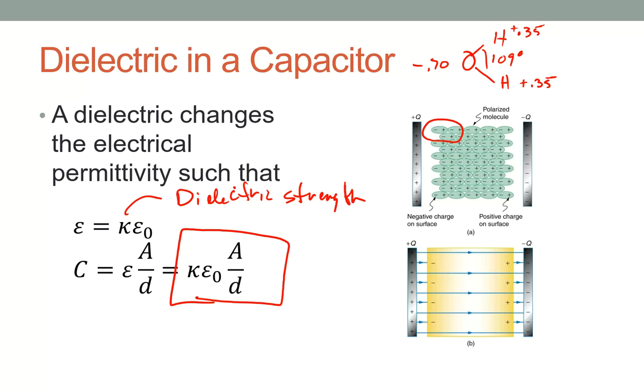This lower picture is showing the net effect of the dielectric. The net effect is negative on the positive side, positive on the negative side. Note that the electric field that would be caused by this yellow region would be going in this direction, which is why it shows it erasing those lines.